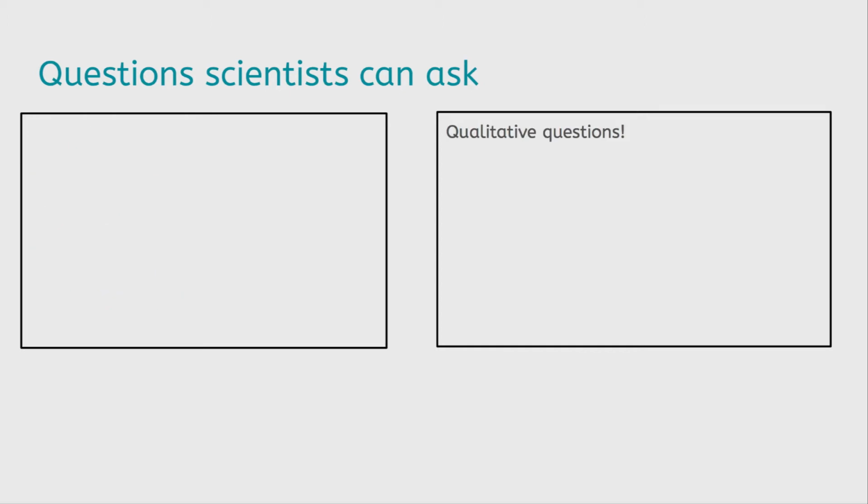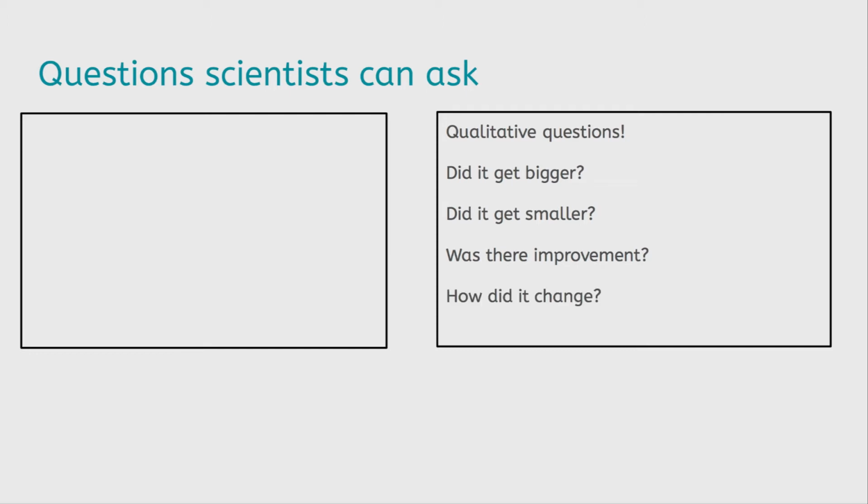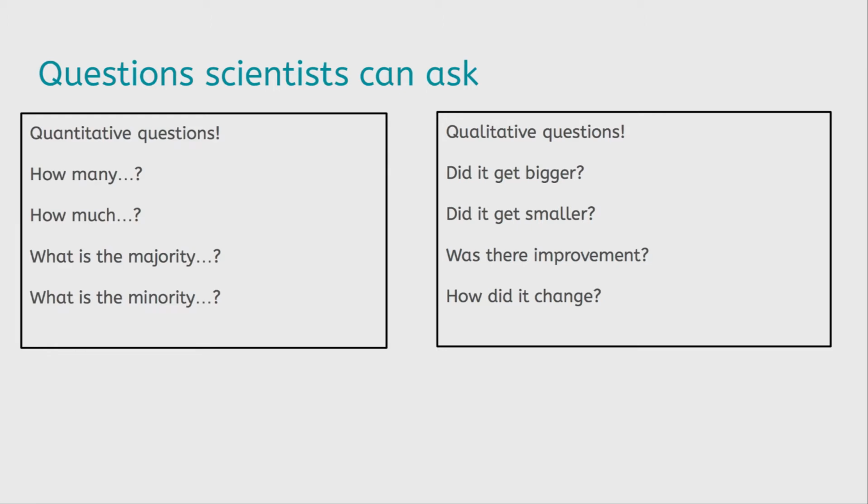The other type of questions scientists can ask are qualitative, and qualitative questions have to do with trends or patterns, like did it get bigger? Did it get smaller? Was there improvement? And how did it change? Do you see how these questions can be different? One about numbers and one about patterns. Today, we are going to ask both kinds of questions.